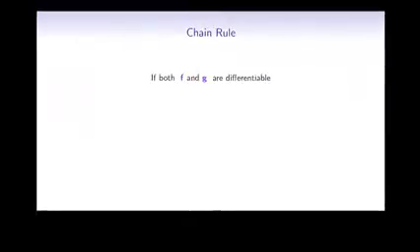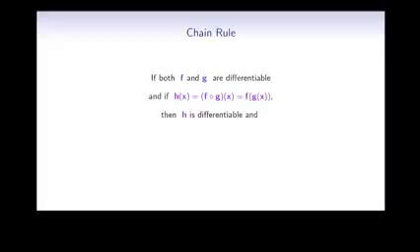The chain rule states that if f and g are both differentiable functions, and if h of x is the composition of f and g, namely f of g of x, then h is a differentiable function, and the chain rule asserts that h prime of x is f prime evaluated at g of x times g prime of x.